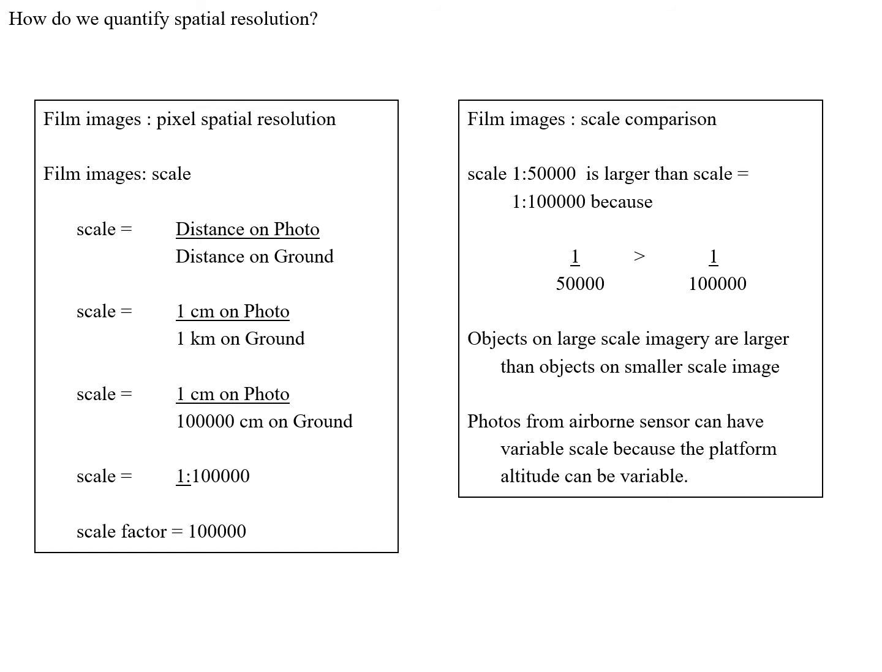And photos from airborne sensors can have variable scale because the platform altitude can be variable. The higher up it is, all other things being equal, the coarser the pixels, and therefore the smaller a pixel will be, or an object will be, on an image.